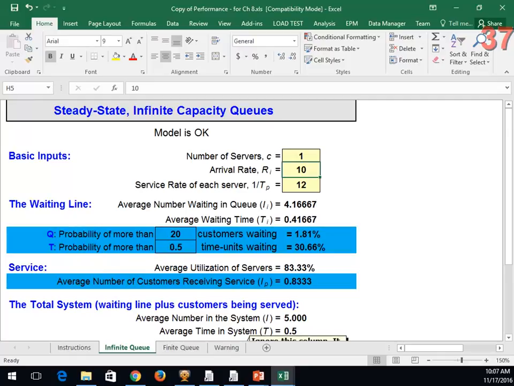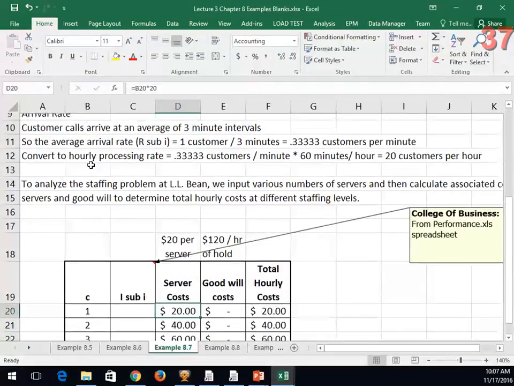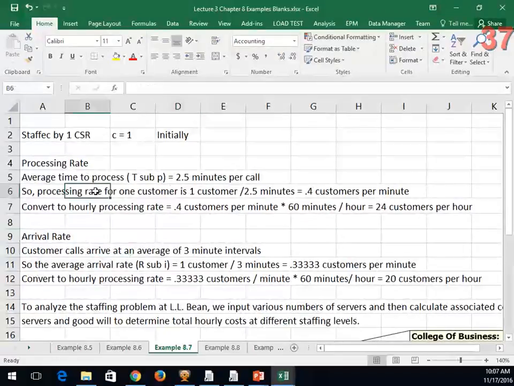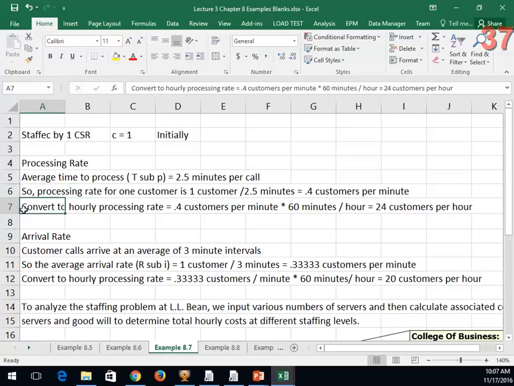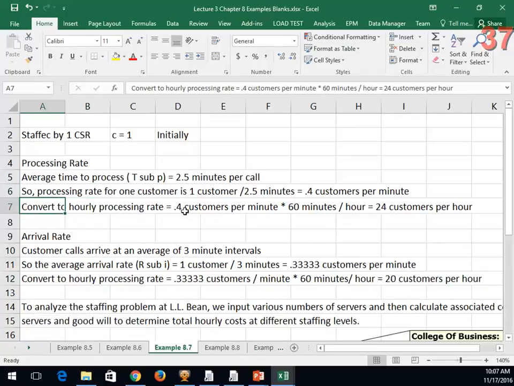Okay. So then my processing rate for that customer is one customer every 2.5 minutes. Okay, which is 0.4 customers per minute, right? In this example, we're going to go ahead and convert to an hourly processing rate. So I'm going to take my 0.4 customers per minute times 60 minutes per hour, gives me 24 customers per hour is my processing rate.